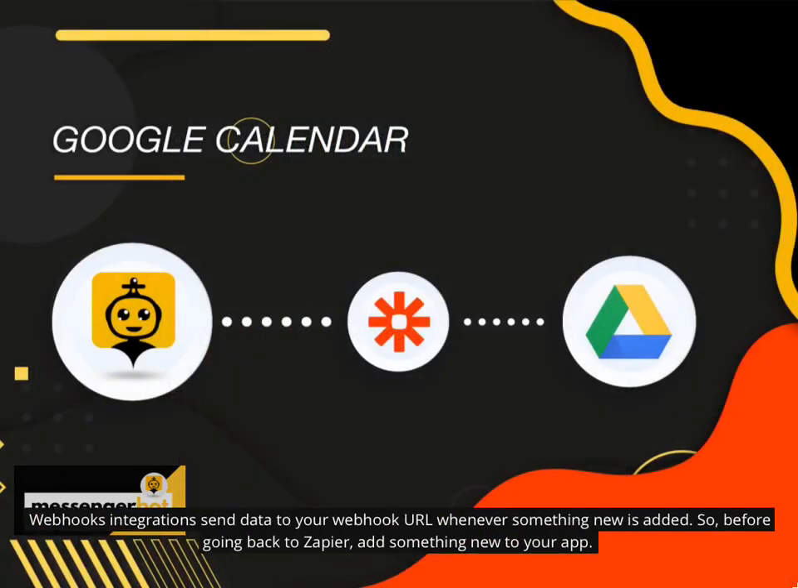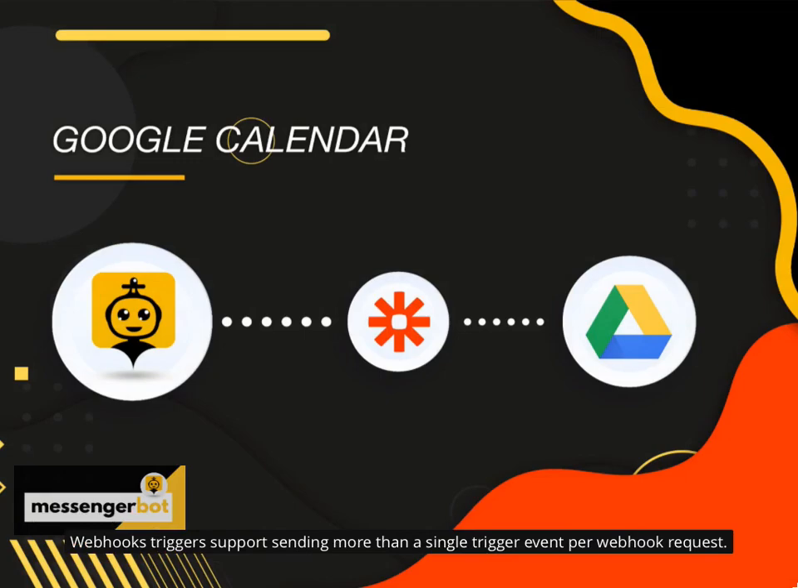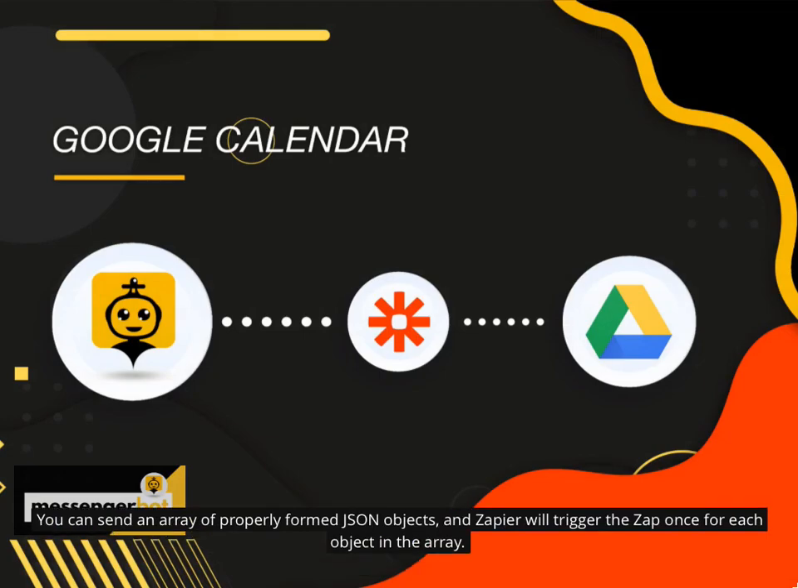Webhook integrations send data to your Webhook URL whenever something new is added. So, before going back to Zapier, add something new to your app. Webhook triggers support sending more than a single trigger event per webhook request. You can send an array of properly formed JSON objects, and Zapier will trigger the zap once for each object in the array.